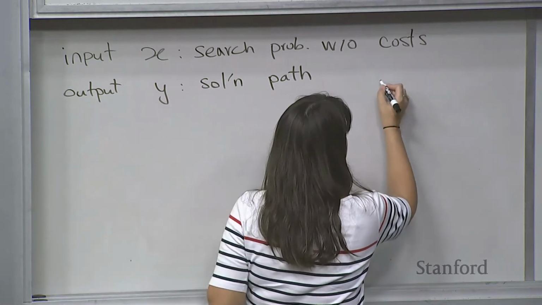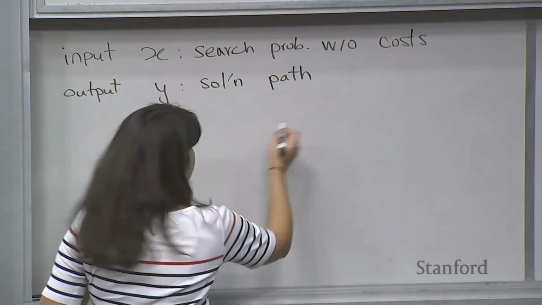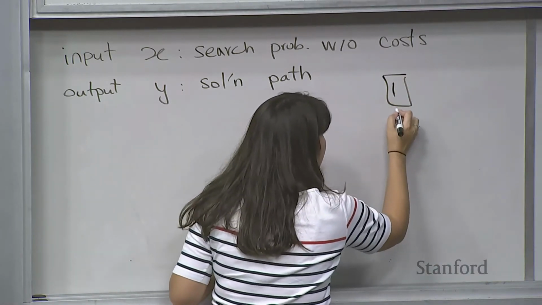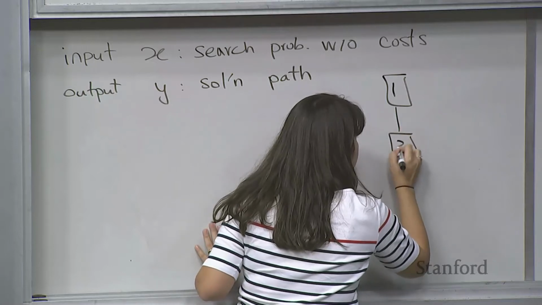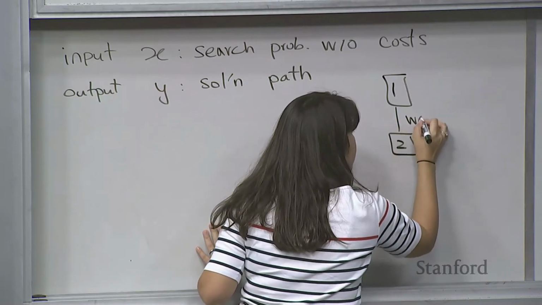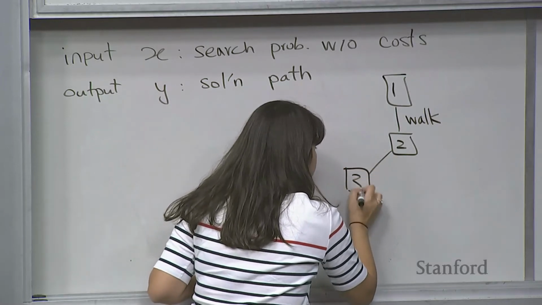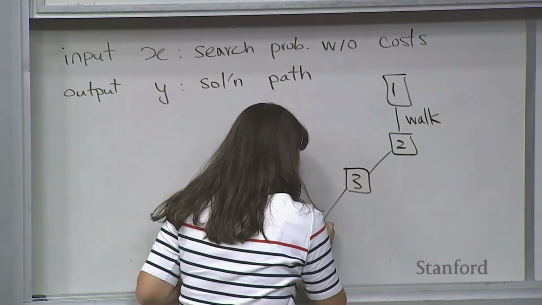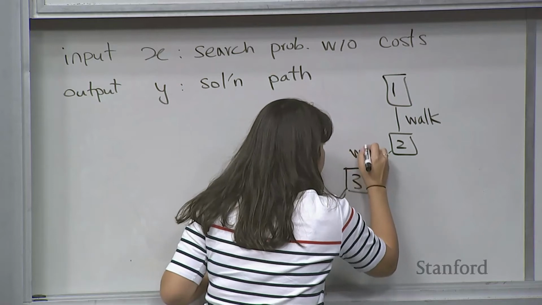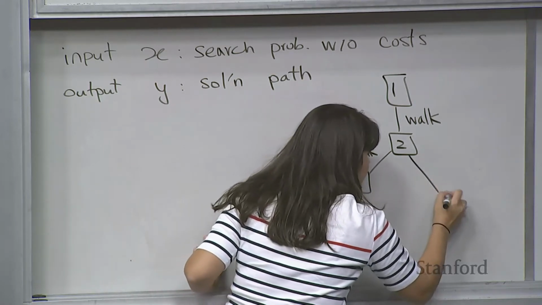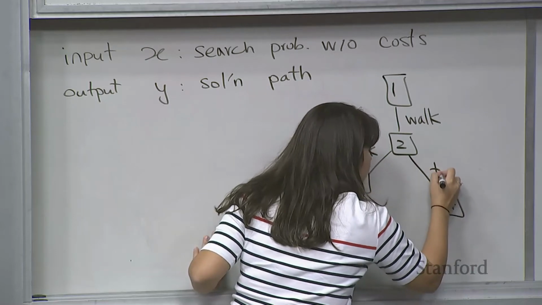So let's start with, I'm going to draw that here. Let's start with an example where we are in city 1, and then maybe we walk to city 2. So we can walk to city 2. And then from there, maybe I have two options. I can keep walking to get to city 4, so I can do walk, walk, walk. Or maybe I can take the tram and end up in city 4. Okay?